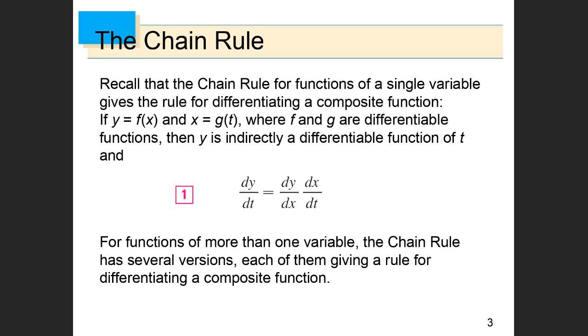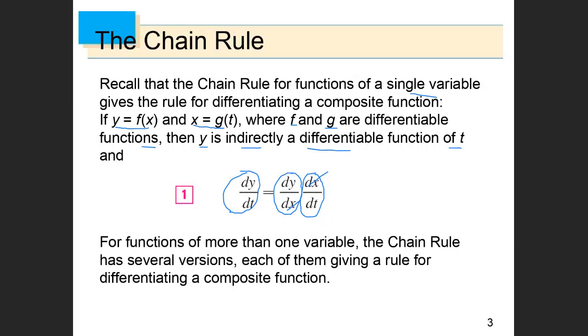Let us first recall the chain rule for functions of a single variable. If you recall, guys, the chain rule gives the rule for differentiation of a composite function. For example, if y is f of x and x is g of t, and f and g are differentiable functions, then y is indirectly a differentiable function of t. And you can say that dy over dt, so if you plan to differentiate y with respect to t, you will finally get dy over dx multiplied by dx over dt. Okay? Well, as a matter of fact, these two cancel each other, and you get dy over dt.